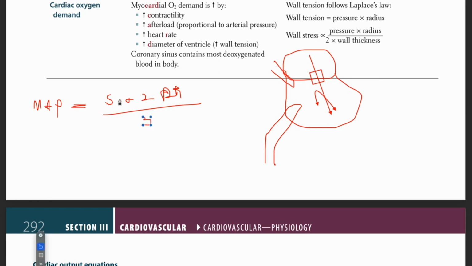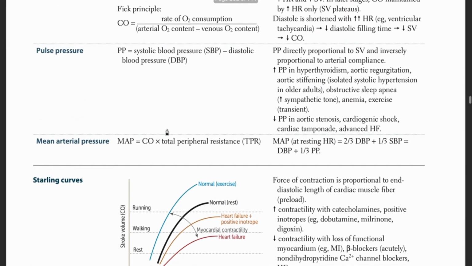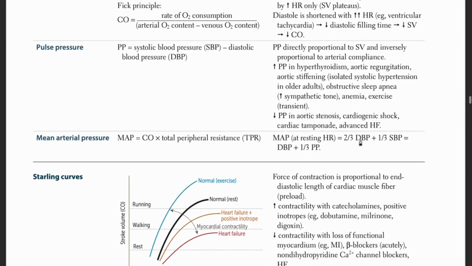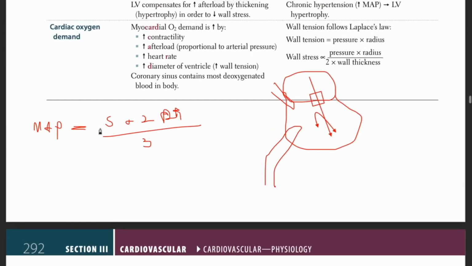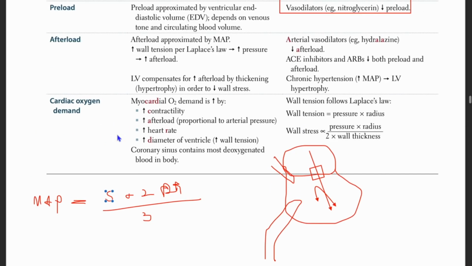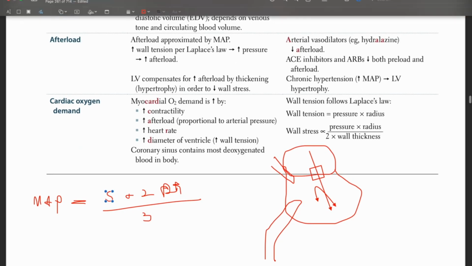This is what they wrote: 1 over 3 for systolic and 2 over 3 for diastolic. I write it like this because it's easier for me to comprehend. So systolic plus 2 diastolic divided by 3 gives you mean arterial pressure. Know this formula because it could come in handy if they ask a question on this.